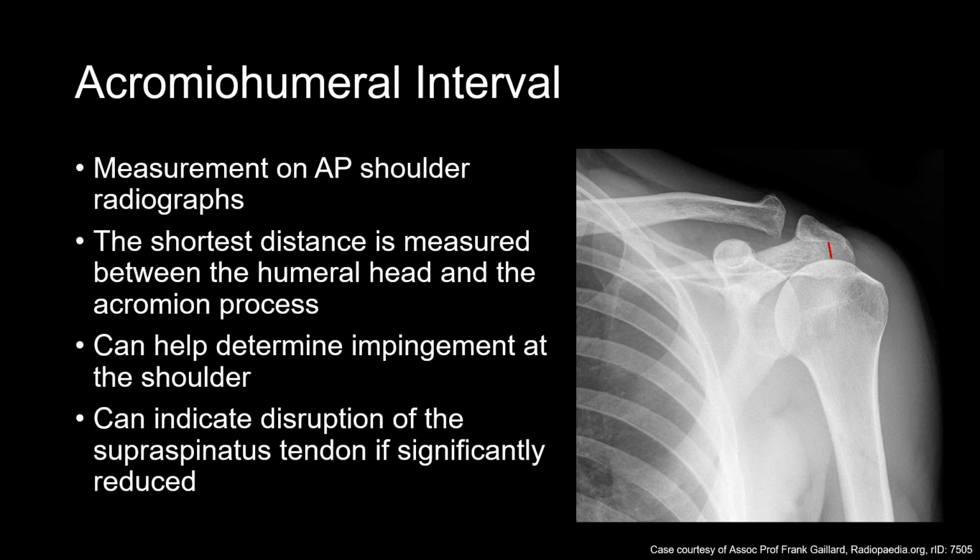So the acromiohumeral interval, which is drawn from the inferior cortex of the acromion to the superiormost cortex of the articular surface of the humerus, is used to determine whether there might be some presence of impingement there, disruption to the supraspinatus tendon, any other structures that might run underneath the supraspinatus or deltoid bursas, and can help us determine whether there's impingement.